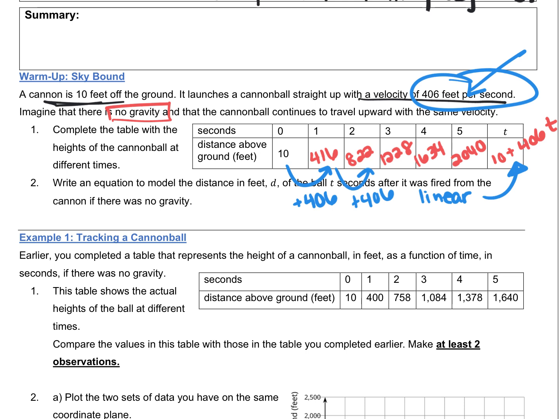And so to answer this second question, it says write an equation using d to represent its distance. So I'm just going to say, okay, d is equal to 10 plus 406t. Now, if you had the 406t and the 10 switched, totally fine. It is the same expression.